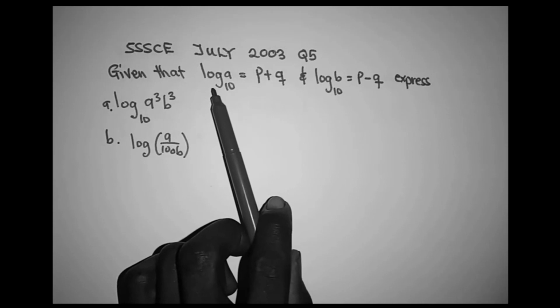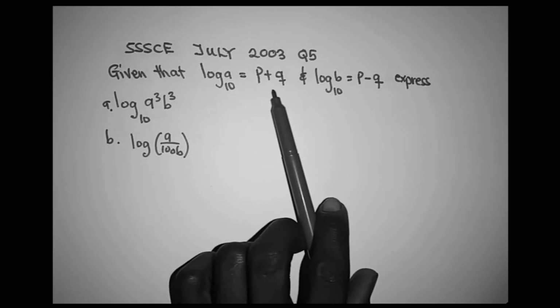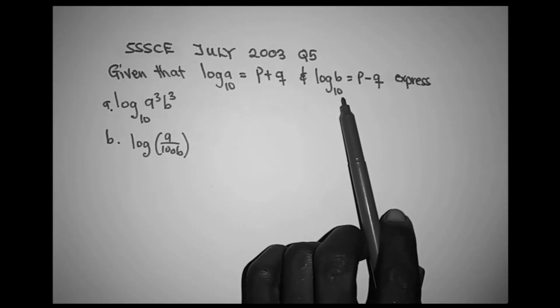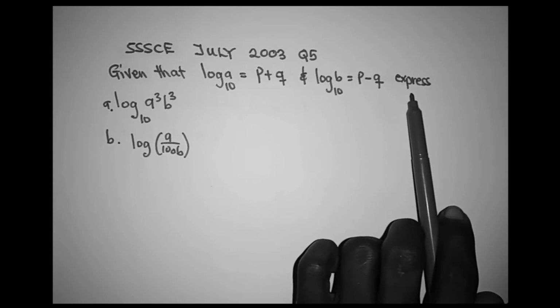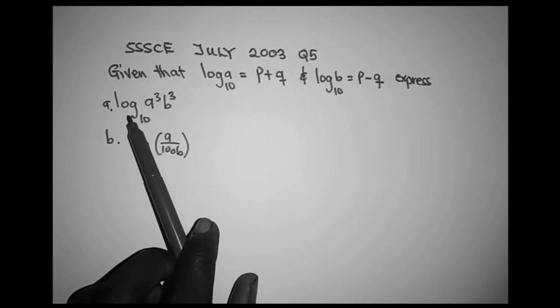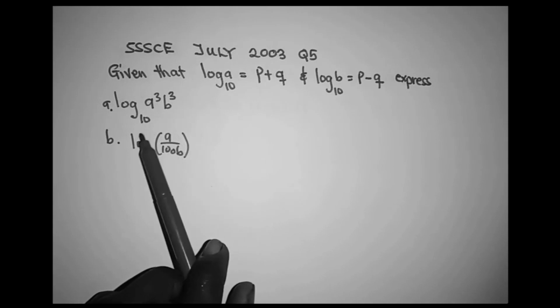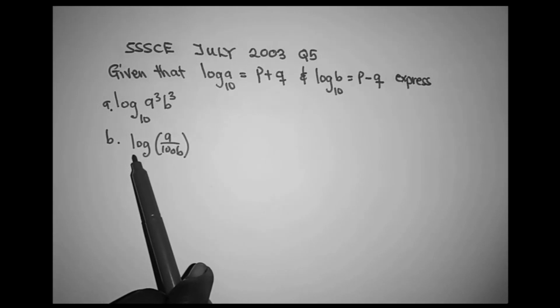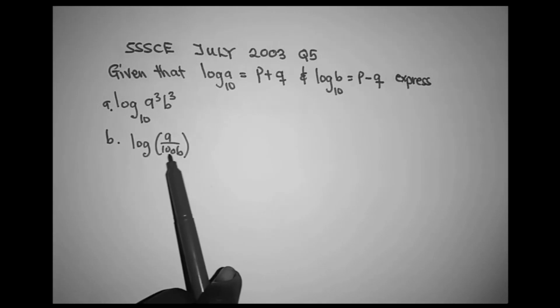So given that log A base 10 is equal to P plus Q, and log B base 10 is equal to P minus Q, express A, log of A exponent 3 B exponent 3 base 10, and then B, log of the bracket A over 100 B.